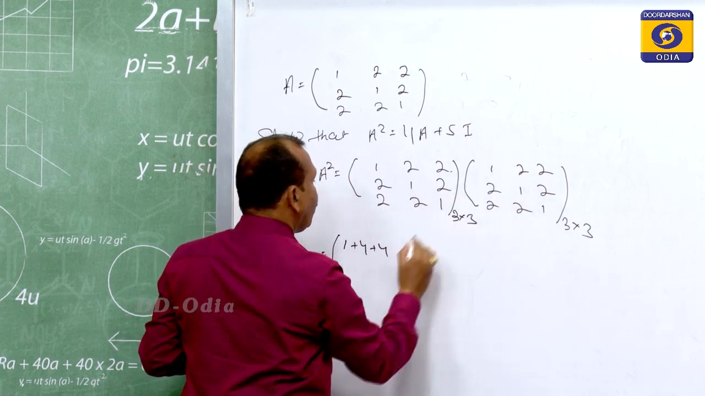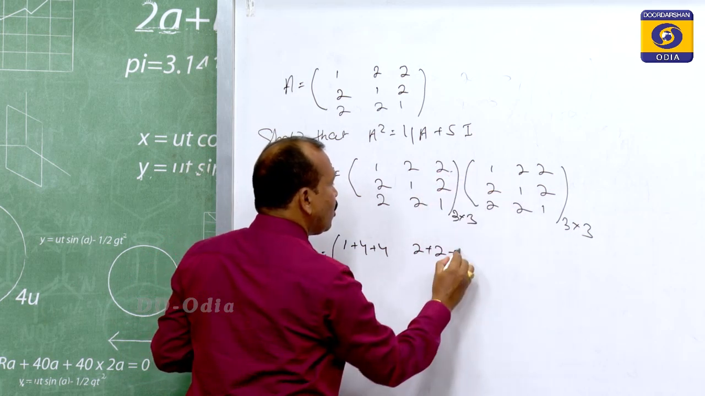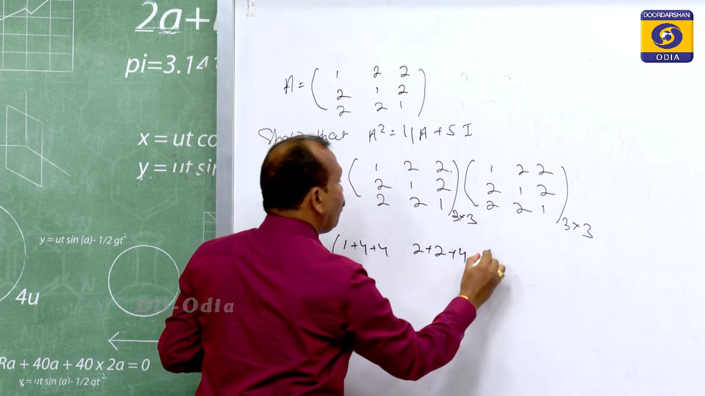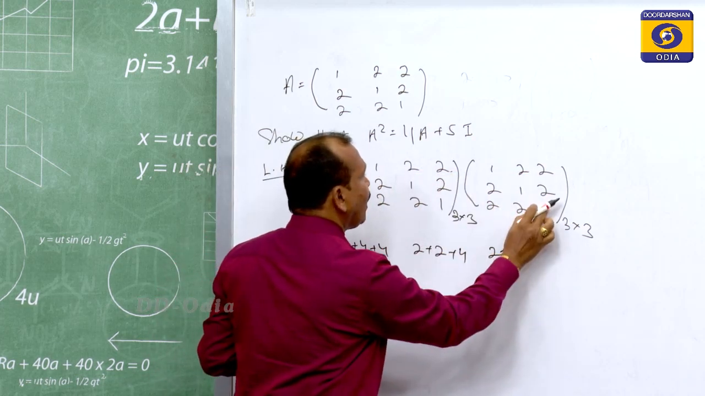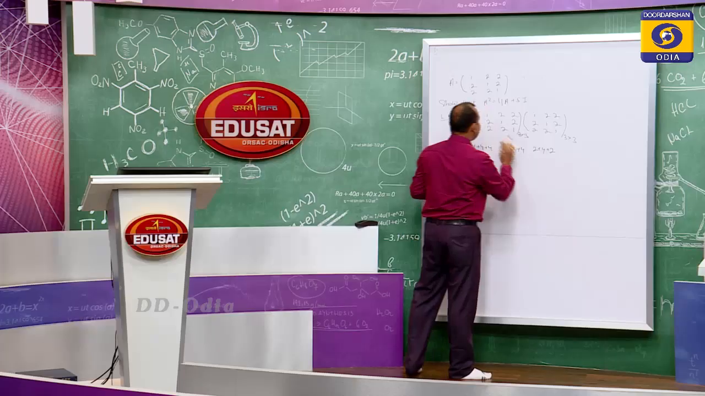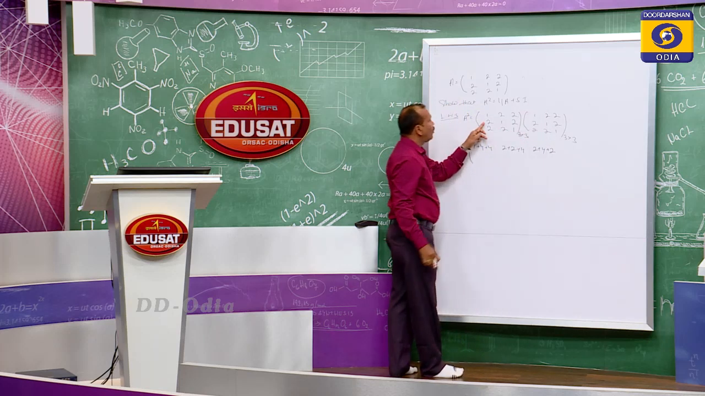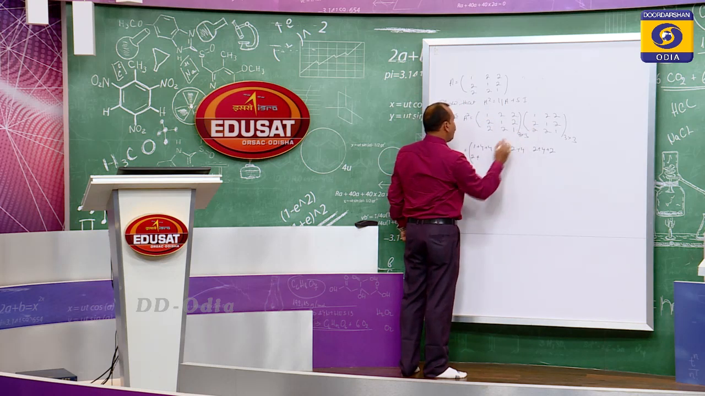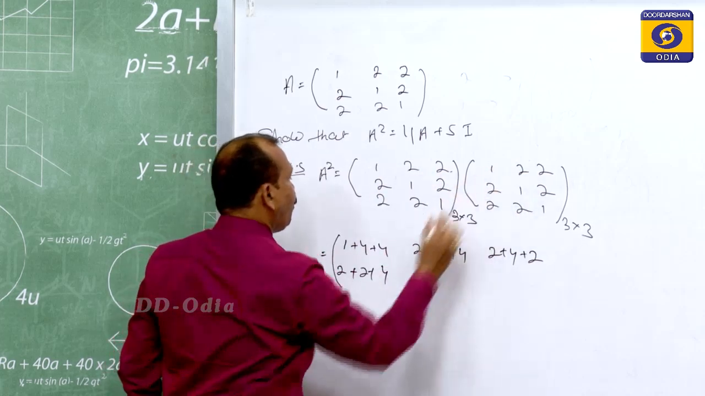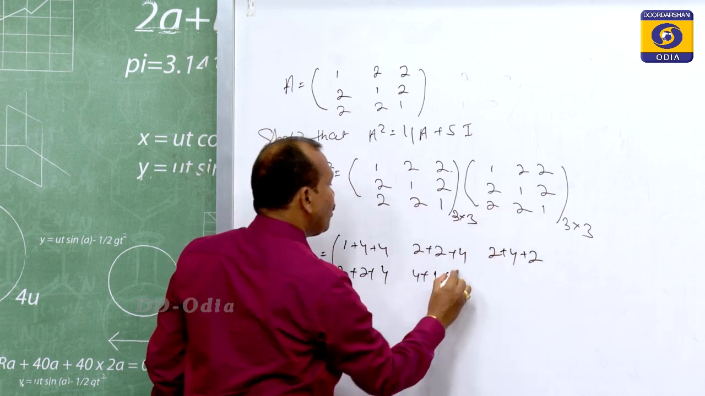Then 1 into 2, that is equal to 2, plus 2 into 1, 2 plus 2 into 2 is equal to 4. Similarly, second row with first column, second column and third column. 2 into 1 is 2, plus 1 into 2 is 2, plus 2 into 2 is equal to 4.